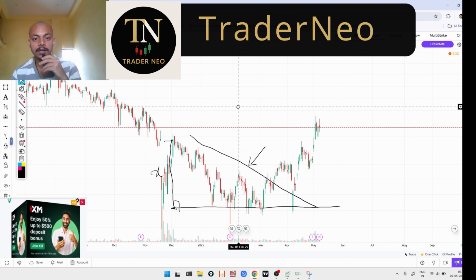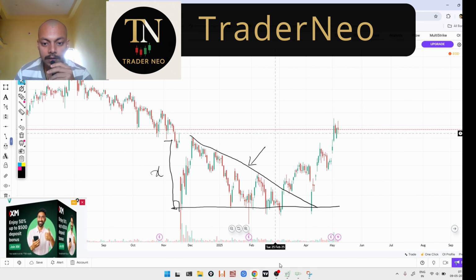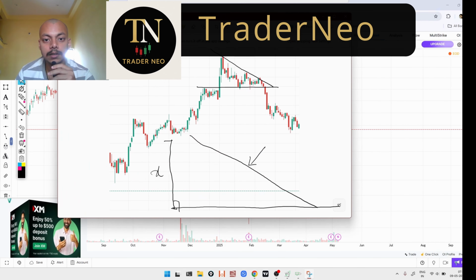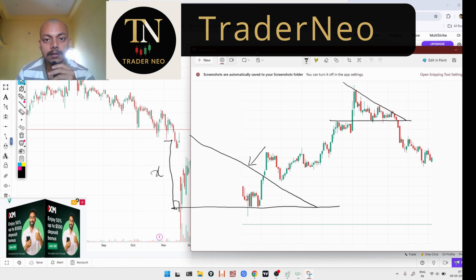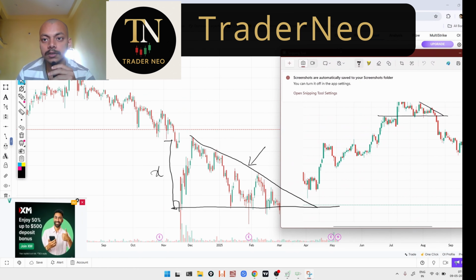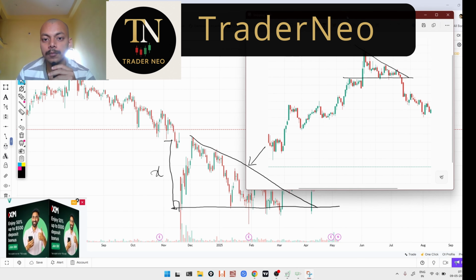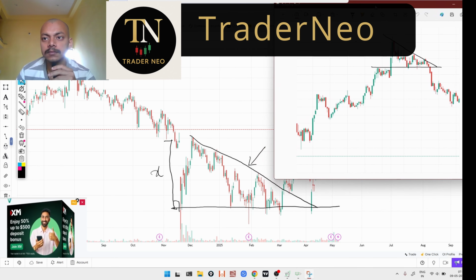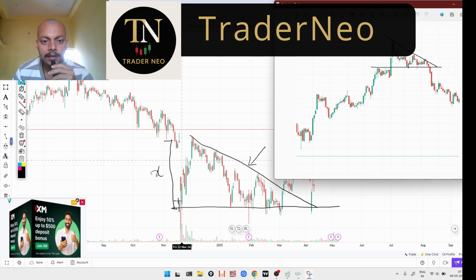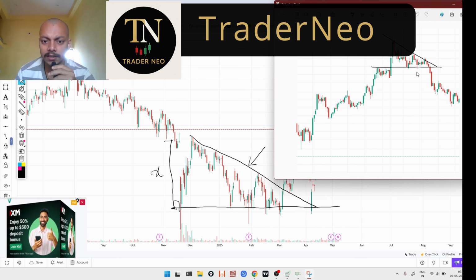Now let me bring out the picture of what we had saved. Okay, let me minimize it a bit. Is that visible? Yeah, that is visible. See, here this is also a descending pattern, this is also a descending pattern, both are similar. Can you guys notice it?